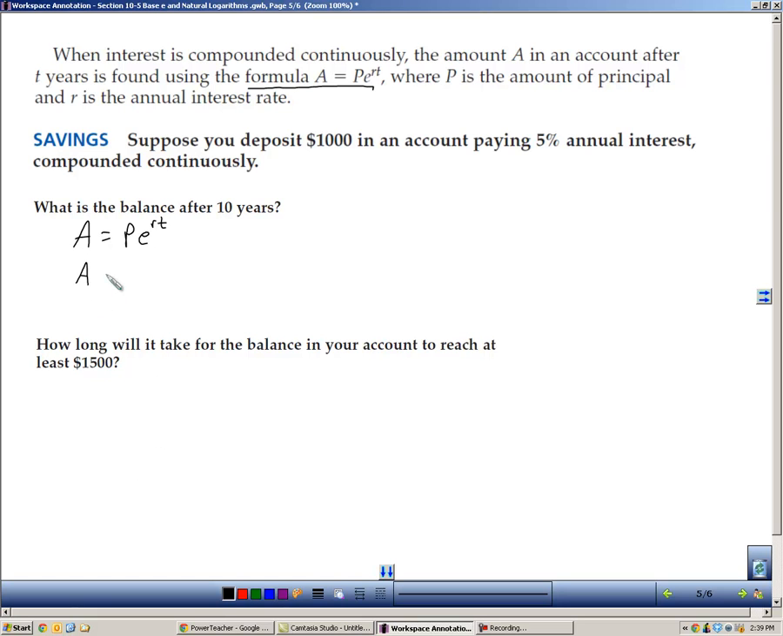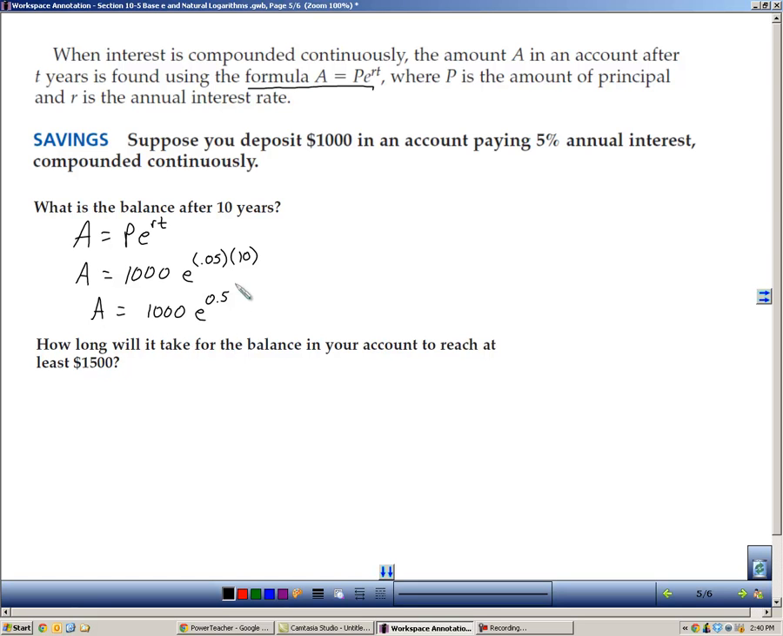So my amount is A. P is the principal, what I'm going to start with. So I'm going to start with $1,000. And that's going to be e to the r. R is the rate. So I'm going to do 0.05 because that's the percentage rate. And the time I'm going to keep it in the bank is 10 years. So this is going to simplify. A equals 1,000 times e to the 0.5 exponent.